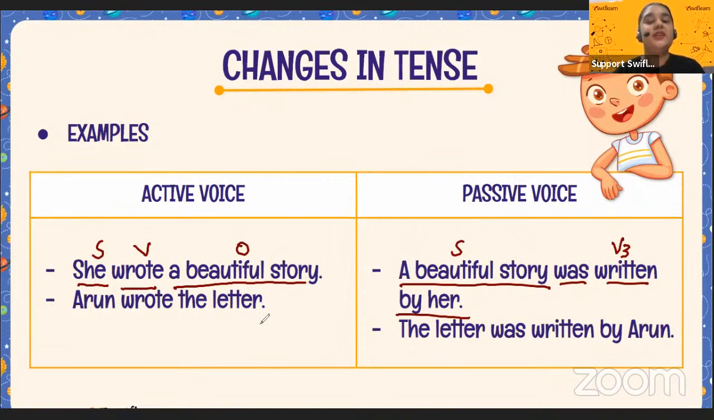Okay. Arun wrote the letter. Tell me the subject here, everyone. Arun is your subject. Very good. Which one is the verb? Yes, wrote is your verb. And which one is the object? The letter. Very good. So when we change it into passive voice, it will be: the letter was written by Arun. So which one is the subject here? The letter, and was written by Arun. Clear to everyone? Very good. Ekta, very good.